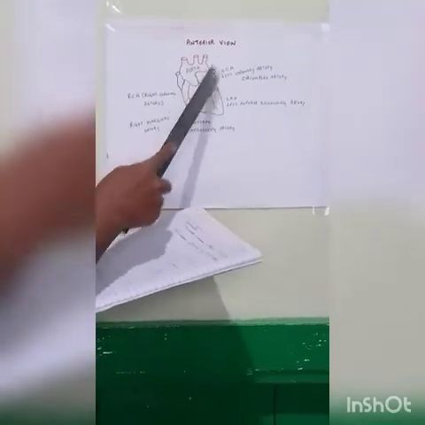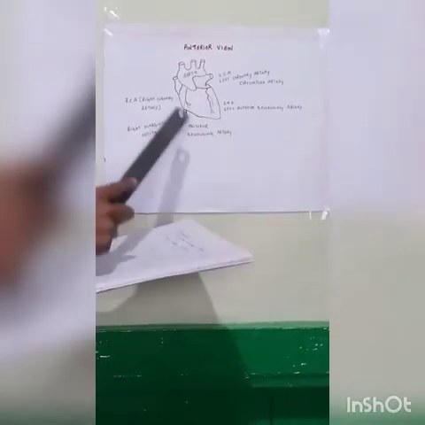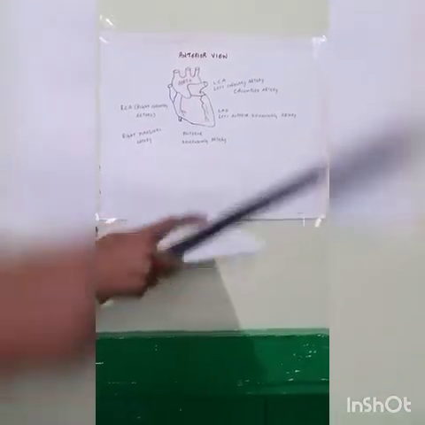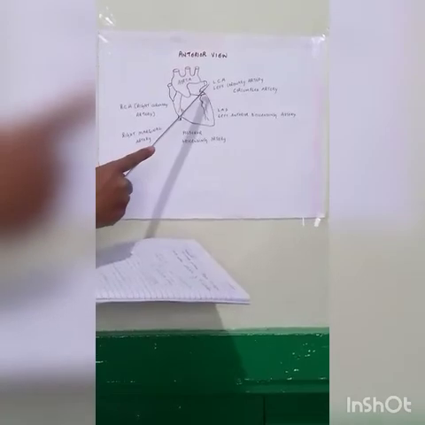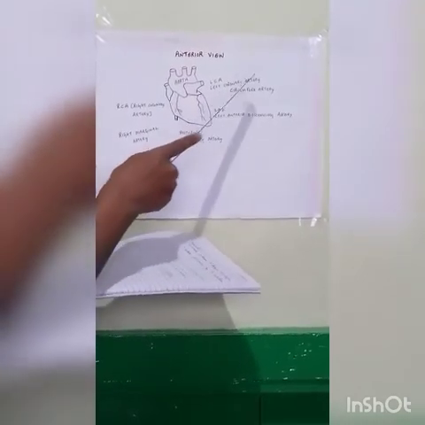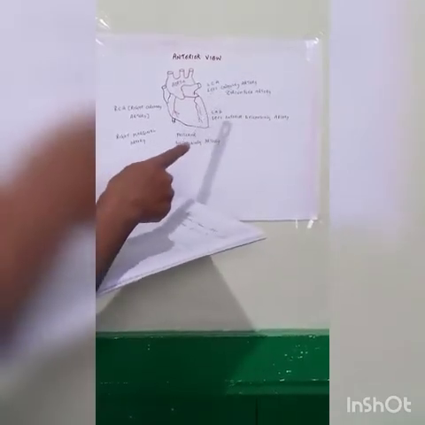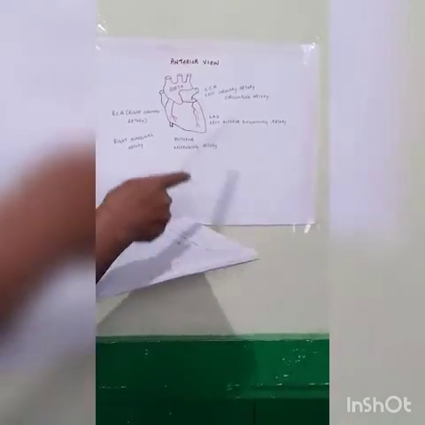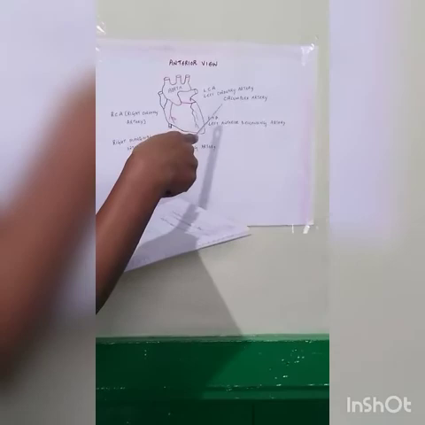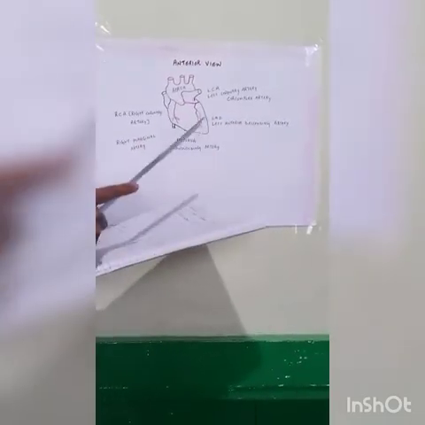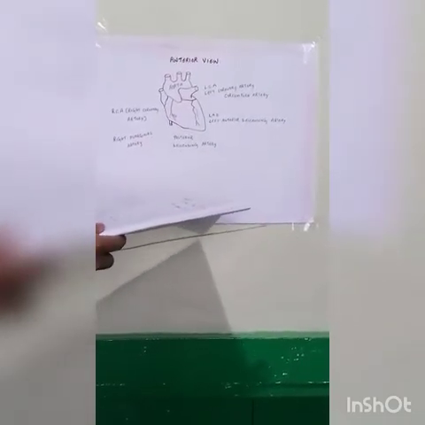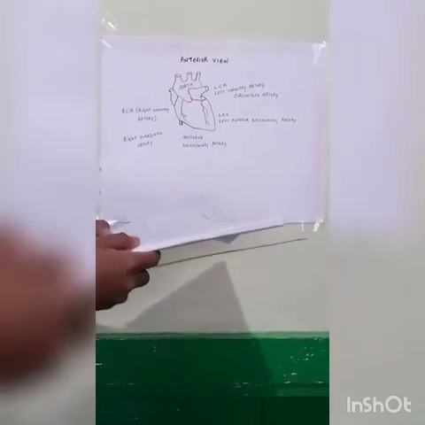This is the anterior view of the heart. The aorta is supplied with rich oxygenated blood, and from this aorta comes the left coronary artery. The left coronary artery branches off into the circumflex artery. Circumflex means around the heart, and this artery provides blood to the left atrium and the side and back of the left ventricle.